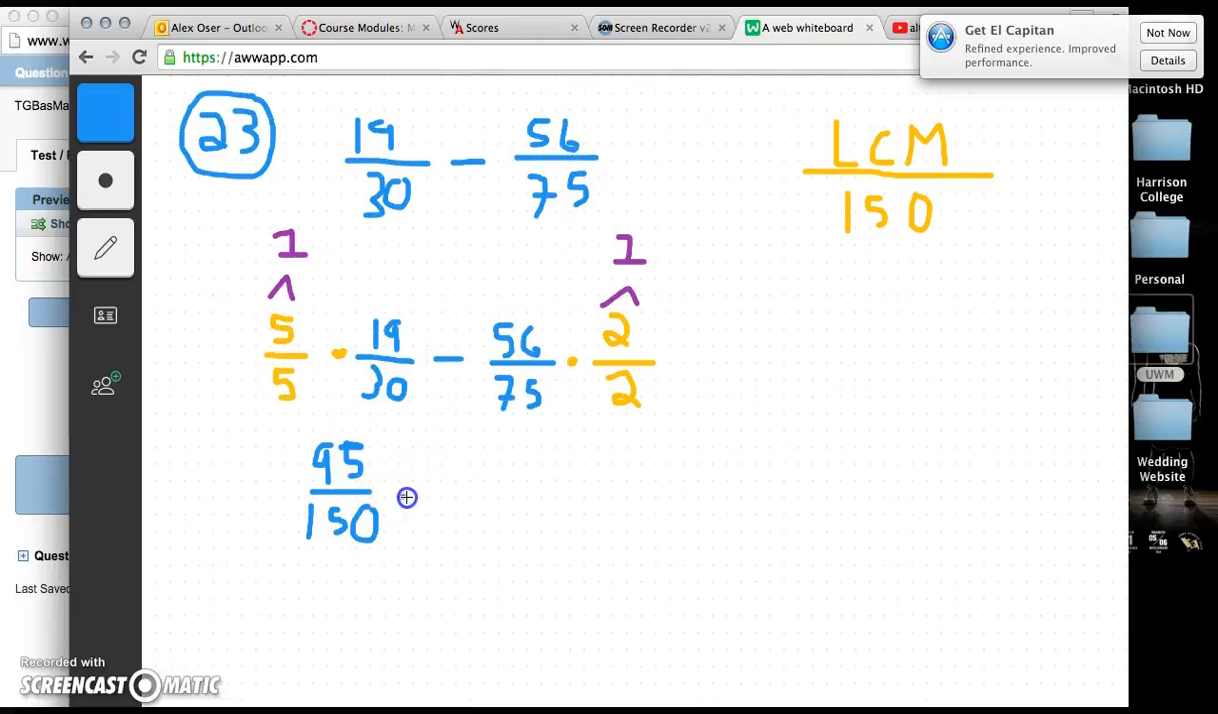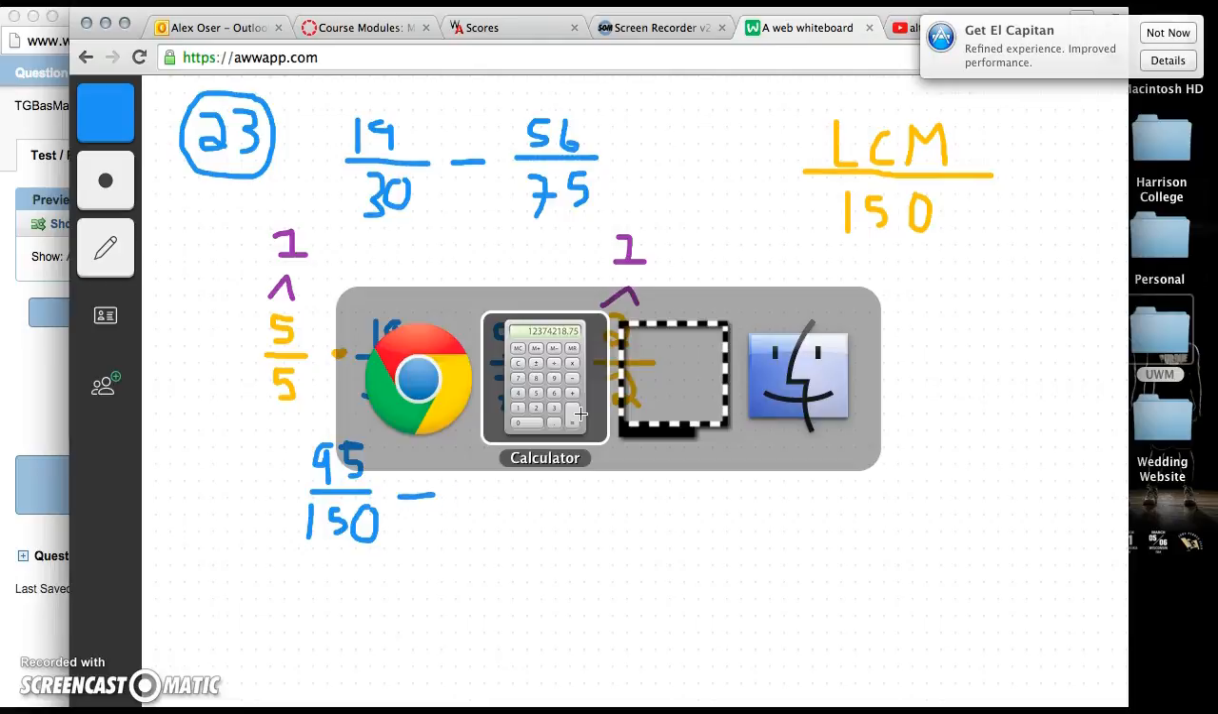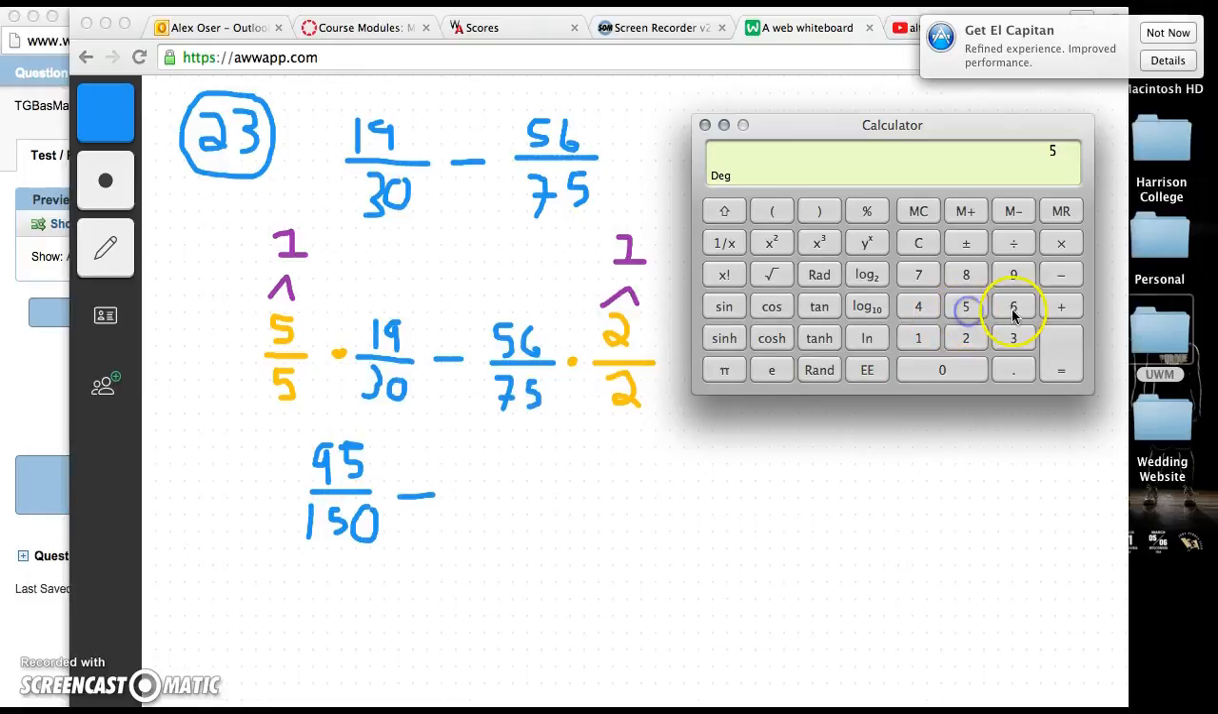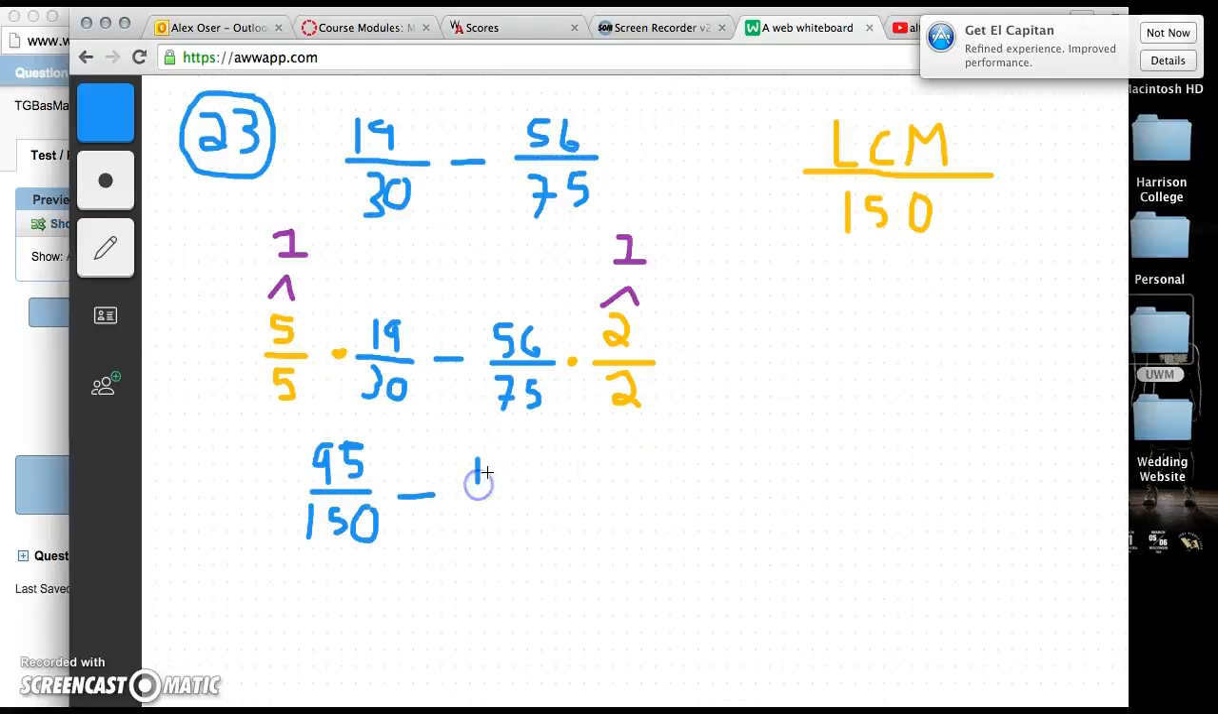We are subtracting. We have 56 times 2. I believe that's going to be 112. So 56 times 2 is 112. And once again, the whole point of this process was to get a common denominator of 150. Just to confirm, denominator times denominator, 75 times 2 is 150.